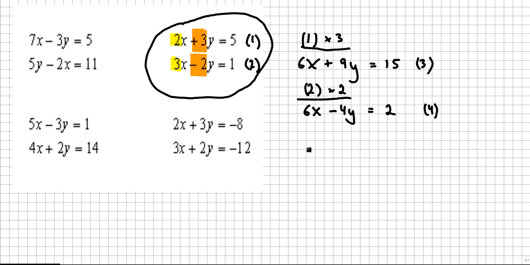Now, if we continue with the elimination method, we cannot do equation 3 plus equation 4 because we have the same sign in front of the x. The x coefficients have the same sign, so then we would end up with 12x. So what we would do is just equation 3 minus equation 4.